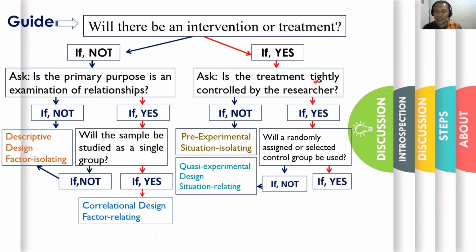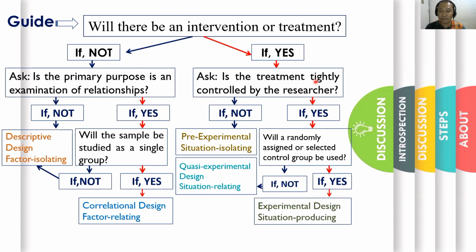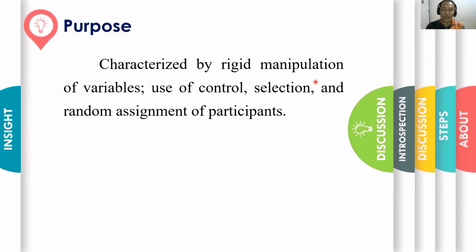What if your answer is yes? Therefore, you are going to use experimental, also known as the pure experimental design, also known as situation producing. Okay? It is a situation producing research design. And what is the purpose? The purpose is similar to the concept of quasi-experimental. The only difference is the randomization of participants, meaning the selection of the participants here is random assignment.